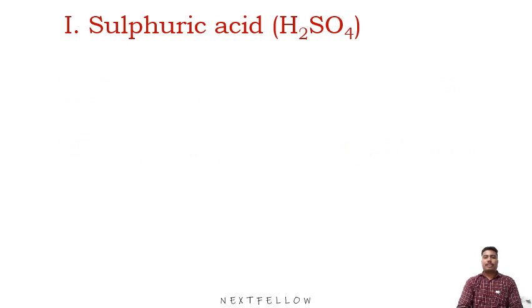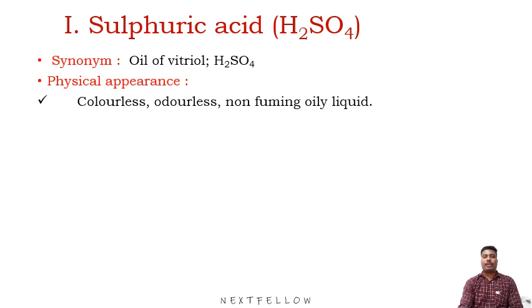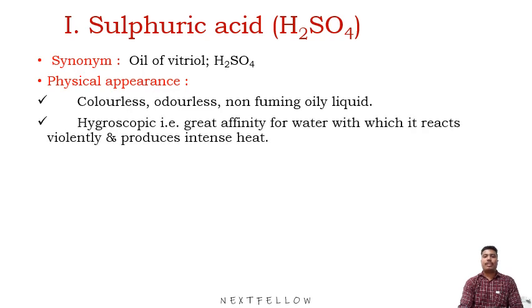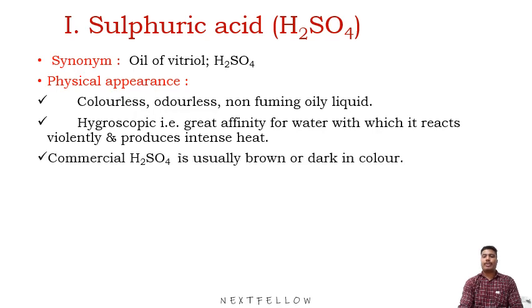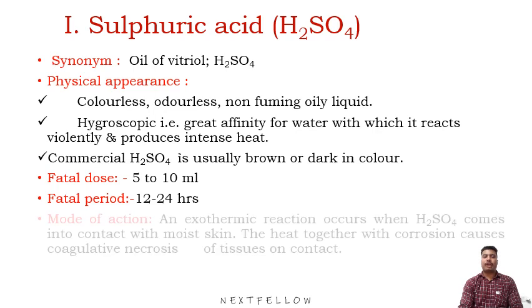So the first is sulfuric acid. Synonym is oil of vitriol and H2SO4. Physical appearance of sulfuric acid: it is a colorless, odorless, non-fuming, oily liquid. It is hygroscopic in nature, that is, it has great affinity for water with which it reacts violently and produces intense heat. Commercial sulfuric acid is usually brown or dark in color. Fatal dose of sulfuric acid is 5 to 10 ml. Fatal period is 12 to 24 hours.